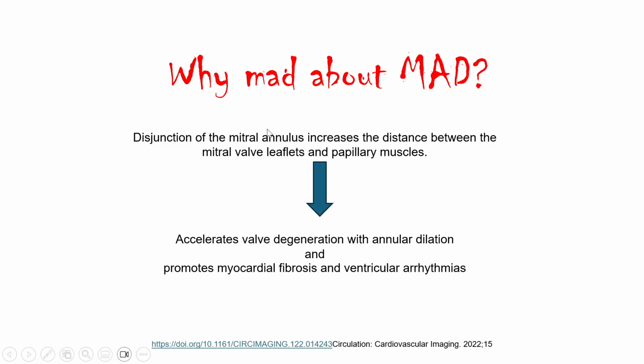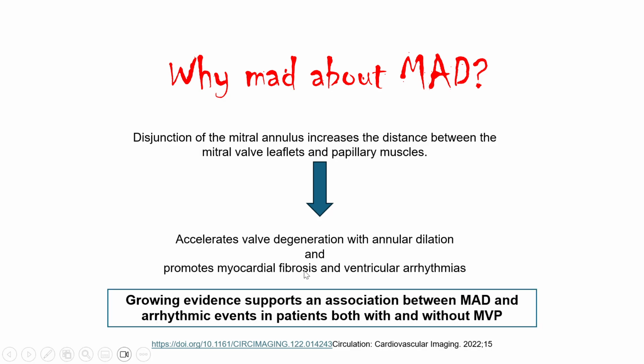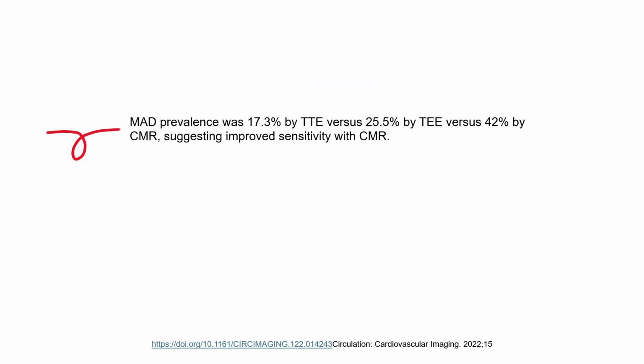So why are we mad about MAD? It is because this disjunction actually accelerates valve degeneration, causing annular dilatation, and promotes myocardial fibrosis, which triggers ventricular arrhythmias. There is growing evidence to support an association between mitral annular disjunction and arrhythmic events in patients with and without mitral valve prolapse. So even if you don't have mitral valve prolapse and you have a mitral annular disjunction, you still are at risk of having arrhythmia and sudden cardiac death.